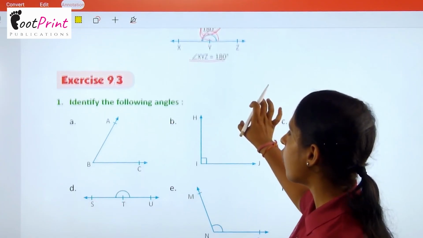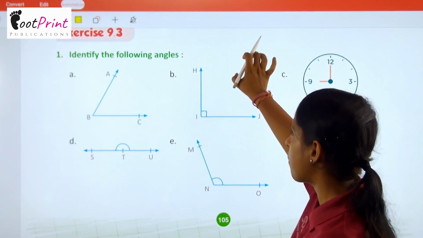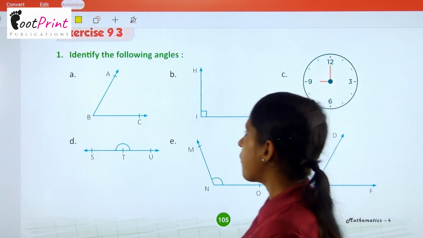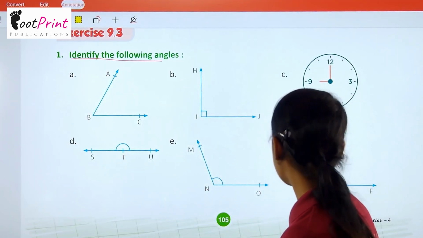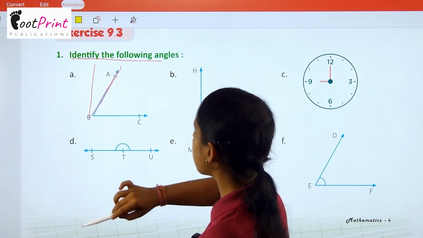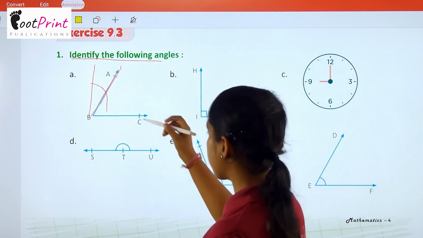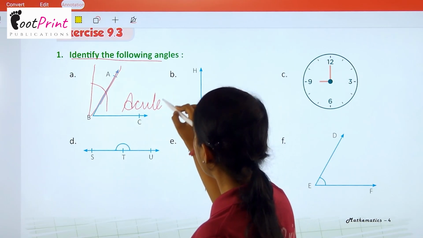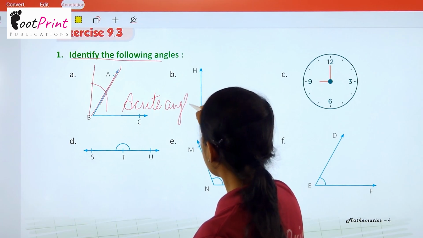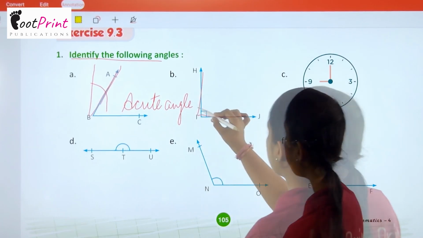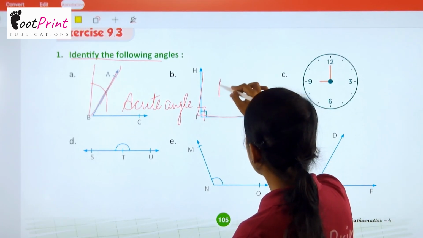Now we will solve exercise 9.3 on the basis of this concept. First, identify the following angles. So we can identify this is less than 90 degree. It means we can say that it is an acute angle. In this, it makes a proper corner. So we can write it is a right angle.